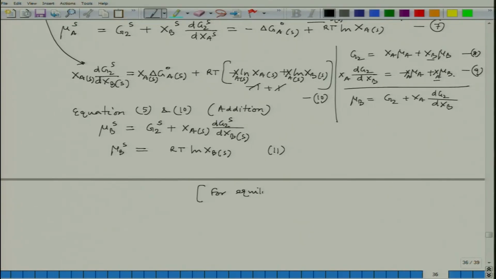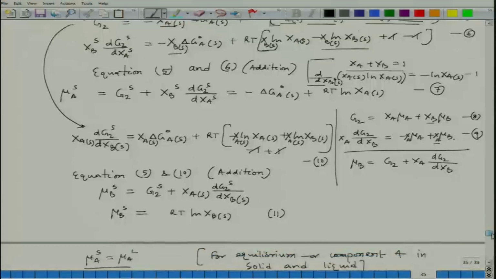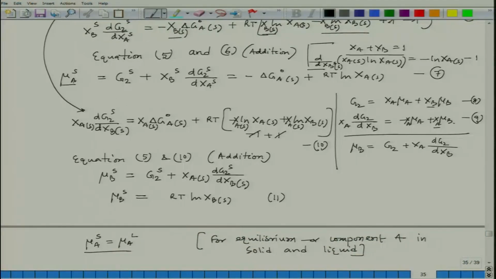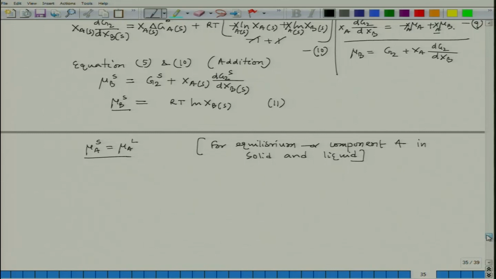For equilibrium for component A in solid and liquid is nothing but mu A solid equal to mu A liquid. So, what we have calculated is nothing but mu A in solid phase and mu B in solid phase. Now, you have to also calculate mu A in liquid phase.